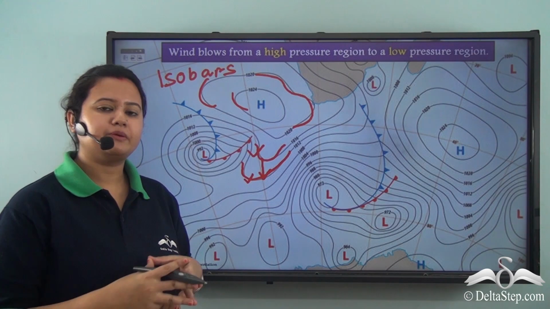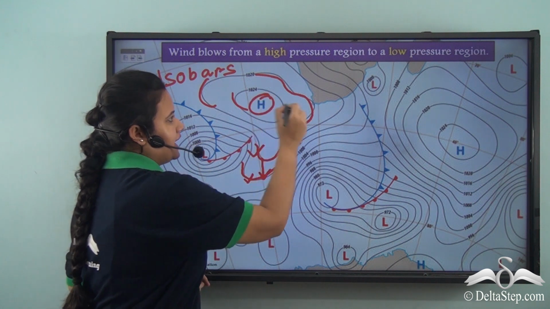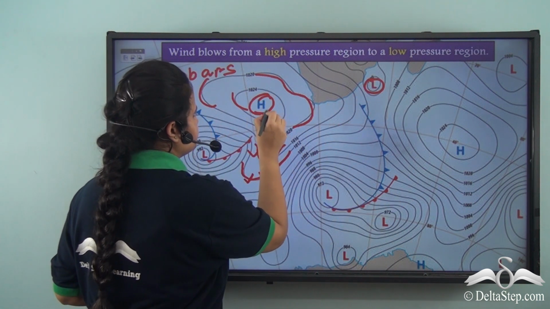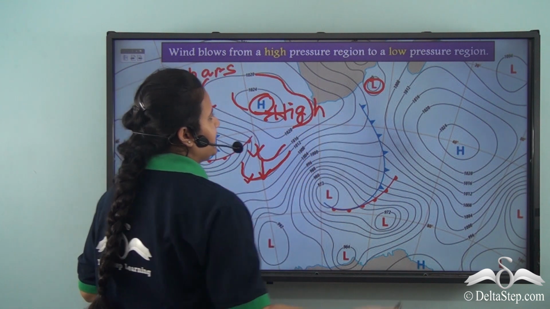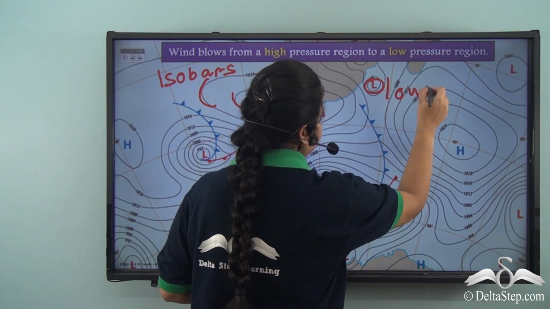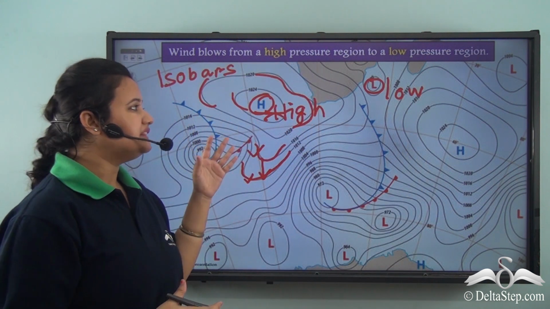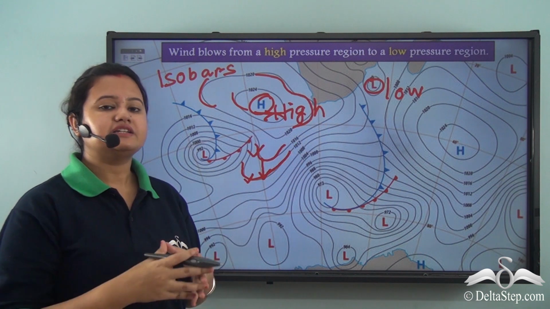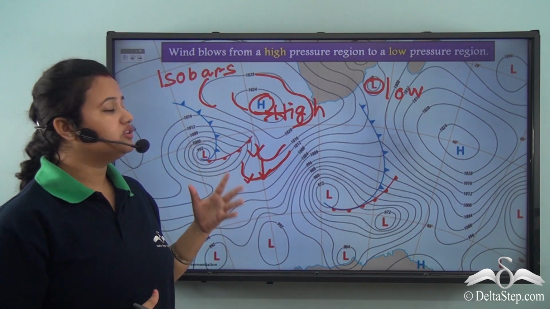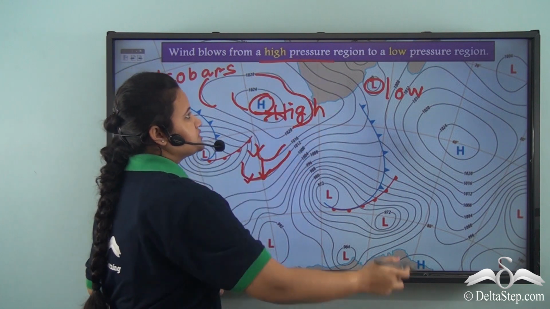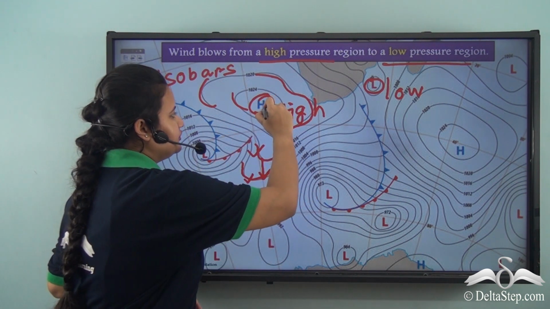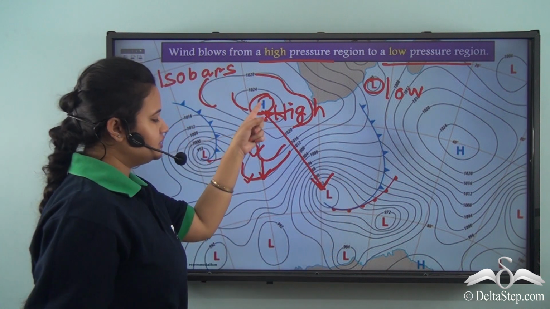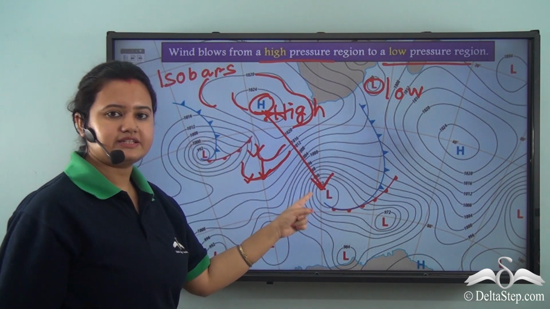Now, atmospheric pressure areas are primarily of two types, H and L, where H stands for high air pressure and L stands for low air pressure. As mentioned just now, these differences in atmospheric pressure determine the wind flow, and wind always blows from high pressure regions to low pressure regions. That is, if this is a high pressure region and this is a low pressure region, then the wind will blow from the high pressure region to the low pressure region, that is, in this direction.